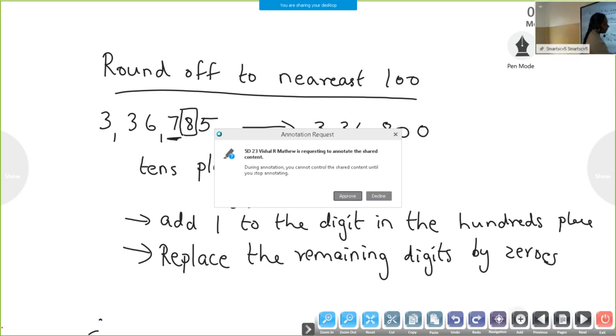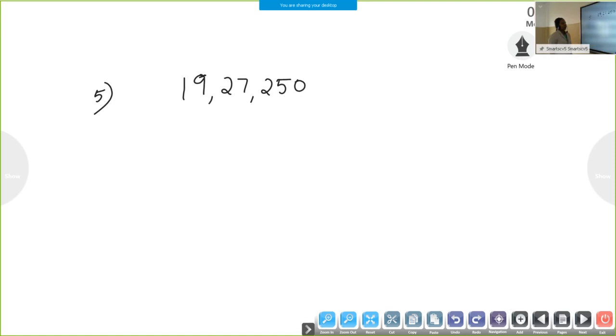Okay, now another question. Here we have to round off to the nearest hundreds place. So what's the first step? Underline the digit in the hundreds place. Which is the digit in the hundreds place? 2 is the digit in the hundreds place. No need to write that, just underline the digit, because we need to round off to the nearest 100.